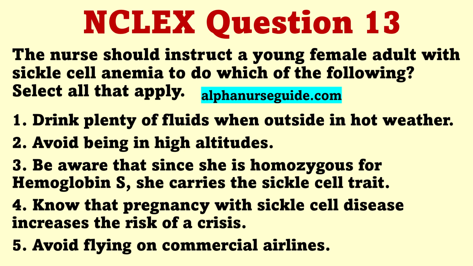The correct answers are 1, 2, and 4. The nurse should teach the client to drink plenty of fluids to avoid becoming dehydrated. The client should avoid being in high altitudes, such as mountains above 5,000 feet, where there is less oxygen in the air, which may precipitate a sickle cell crisis. The nurse should alert young women with sickle cell anemia that pregnancy increases the risk of a crisis. People who are homozygous for hemoglobin S have sickle cell anemia. The heterozygous form is the sickle cell carrier trait. A client with sickle cell anemia may fly on commercial airlines. The airplane is pressurized and has an adequate oxygen level.